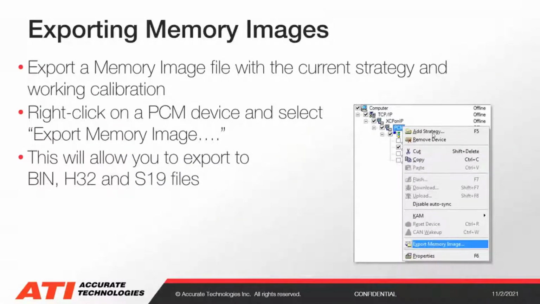Exporting a memory image. So what you can do is export a memory image file that has the current strategy and working calibration values. So it's a good way to take your calibration data and be able to export that as a memory image so you can import it while creating another strategy at another time. Export to a binary, hex record, or S record files.